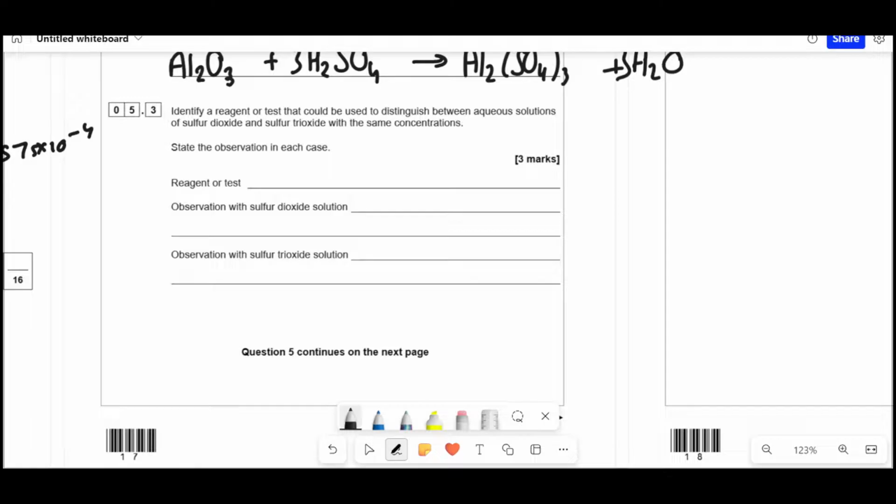Identify a reagent or test that can be used to distinguish between aqueous solutions of sulfur dioxide and sulfur trioxide at the same concentrations, and then state the observation in each case. So sulfur dioxide and trioxide. What could we do? There's multiple. You could use universal indicator, for example. You could use a pH meter. I'm going to say pH meter because I'm a bit more precise. So if you use a pH meter, then what's the difference? So again, sulfur dioxide, SO2 and SO3.